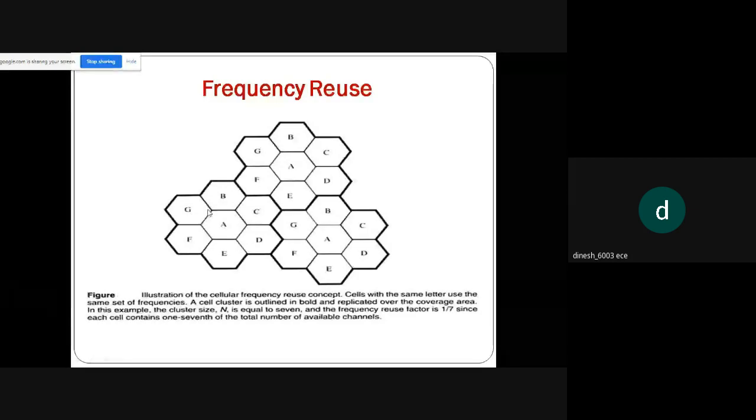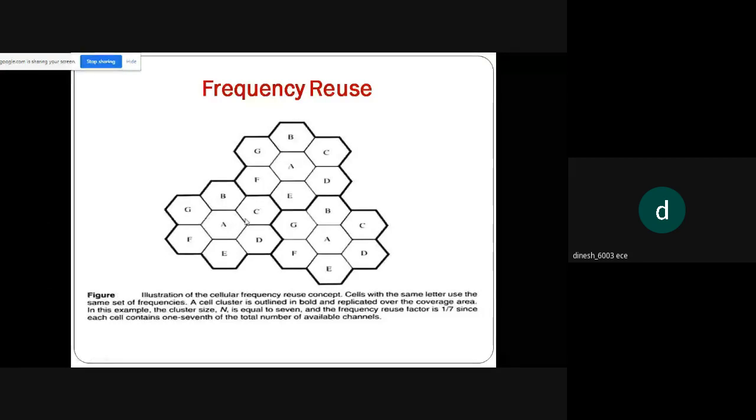One cell and the adjacent cell will not have the same frequency. But whereas A in cluster 1 will have the frequency as same as A in cluster 2 and same as A in cluster 3. So what will happen is that when you see that the cluster is formed as such, see the neighboring cells. A and C dissimilar frequencies, A and D dissimilar, AF dissimilar, AG dissimilar, AB dissimilar in cluster 1.